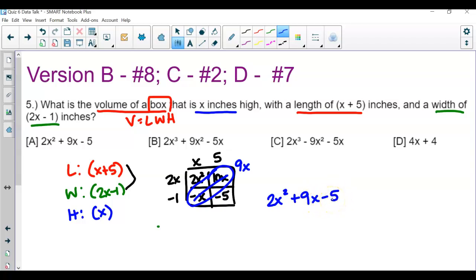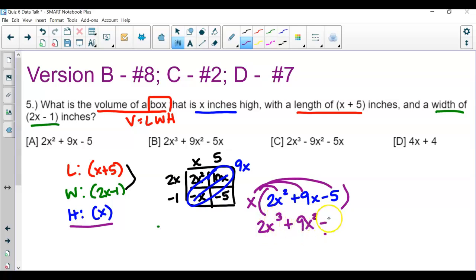However, some people paused and just said my answer was A. But notice that we still need to multiply by x. So you do have to distribute an x term here. When you distribute the x, you have 2x cubed plus 9x squared minus 5x. That's why the answer was B. And watch your signs, because some people chose C, but that was a negative 9x squared, not positive.